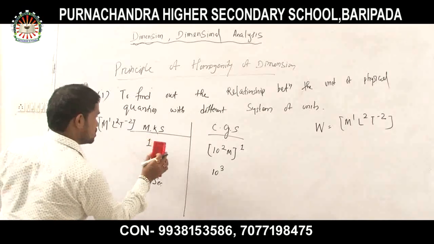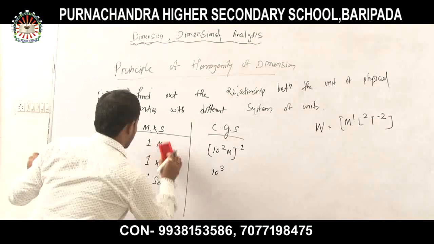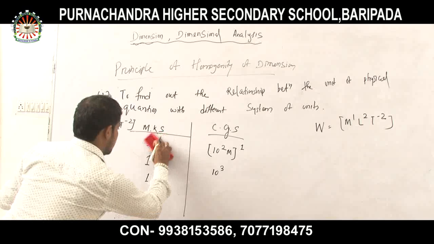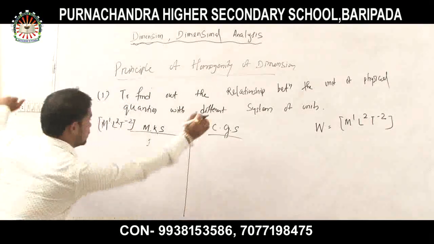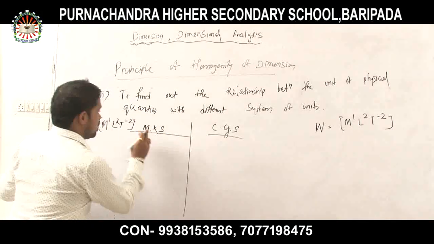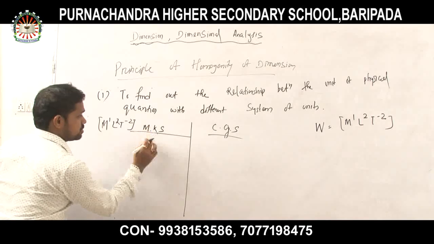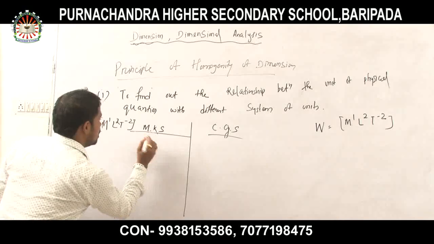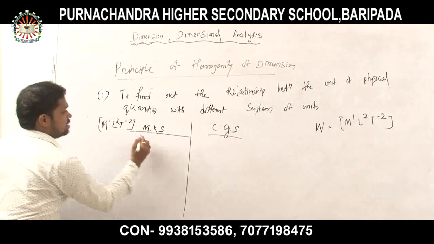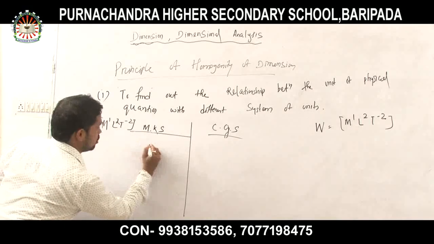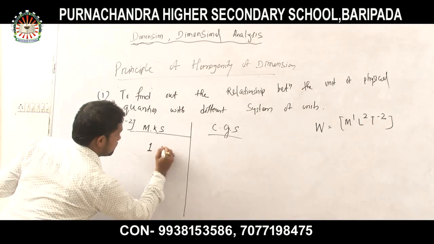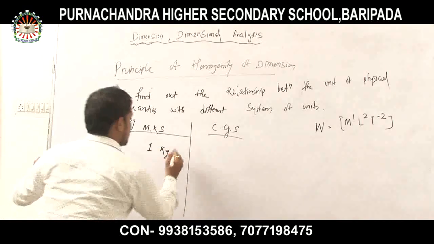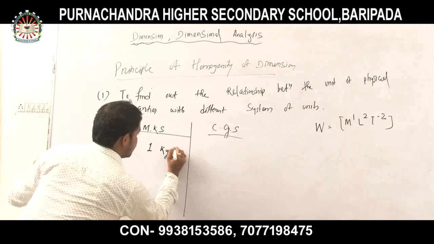So this is mass. Okay, a little bit confused. Let us do it again. This M stands for mass. First of all, this is mass and this is length. So for mass, 1 kg. Okay, so this is your M.